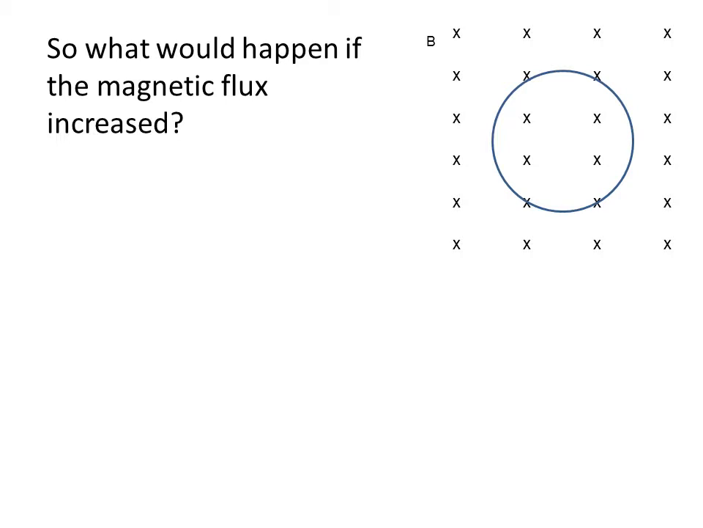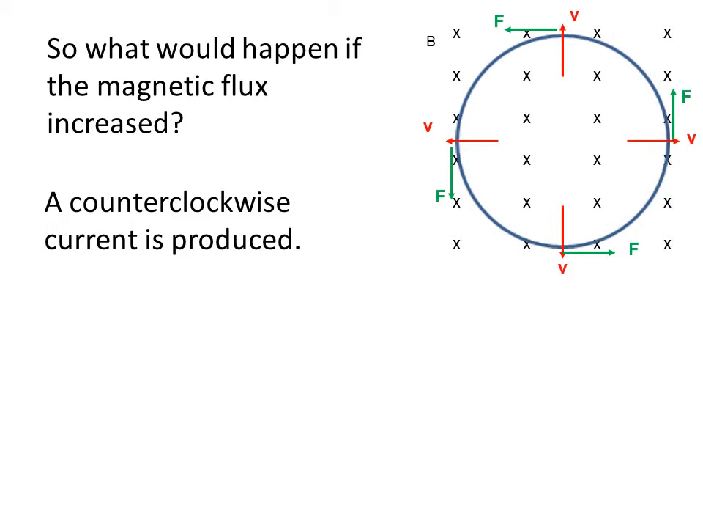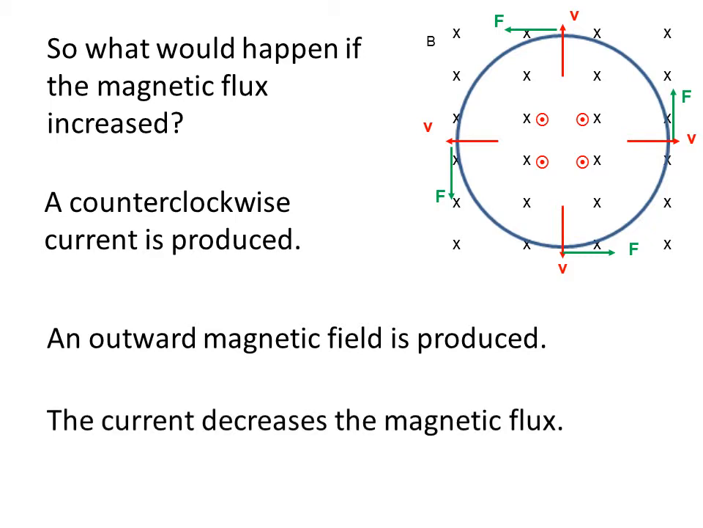What would happen if the magnetic flux increased? Well, we know from before that a counterclockwise current is produced in this situation. The counterclockwise current makes an outward magnetic field. The outward magnetic field decreases the flux. So if we change the size of the circle to increase the flux into the screen, the current will flow to try to make the flux into the screen smaller.